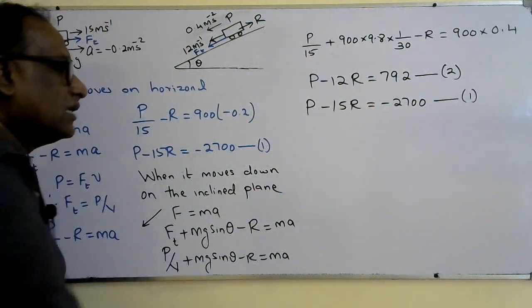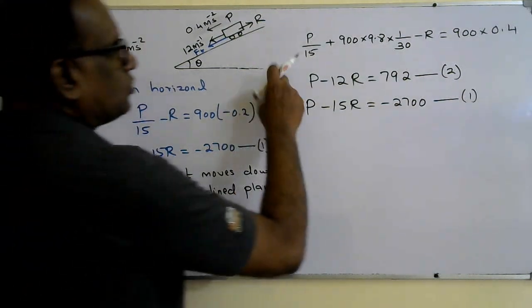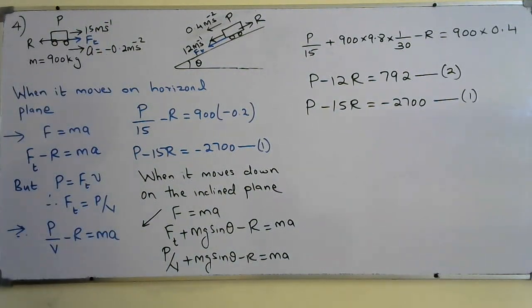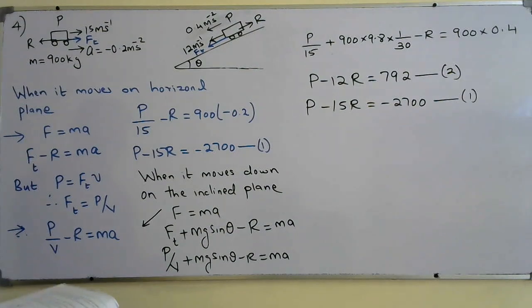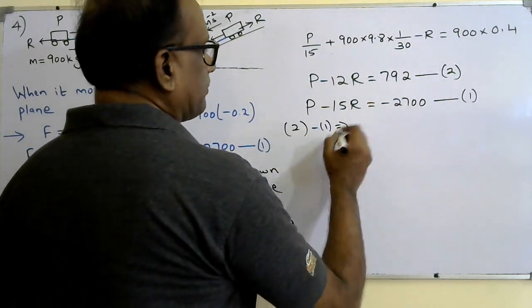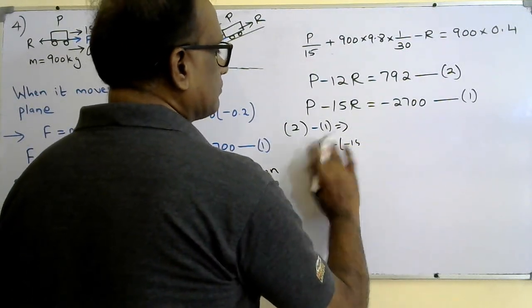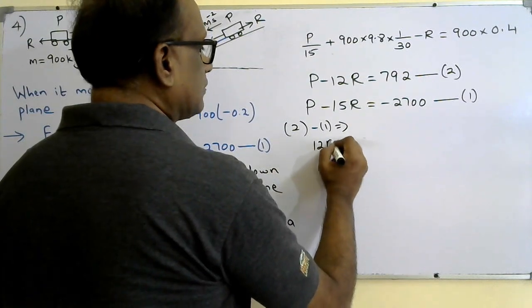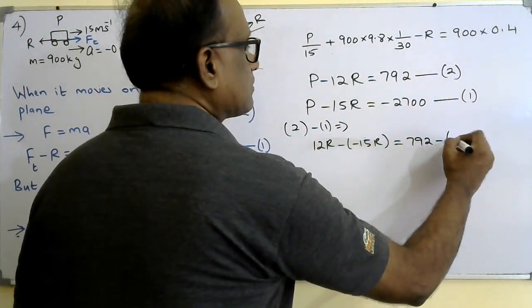Okay, solve it. You can use a calculator, or you can just subtract 2 minus 1. Either way, it's up to you. You need to find R. That's the question, they ask to find the value of R. So you just solve it. Yes, 2 minus 1, or you can use the calculator, but not necessarily. 2 minus 1 means 12R minus 15R is equal to 792 minus 2700.